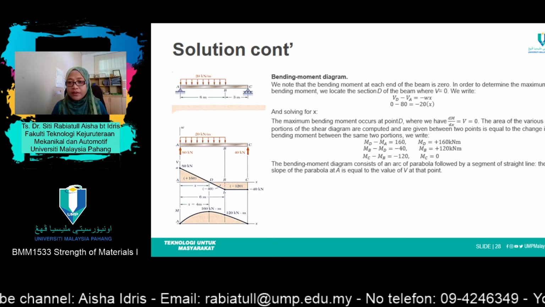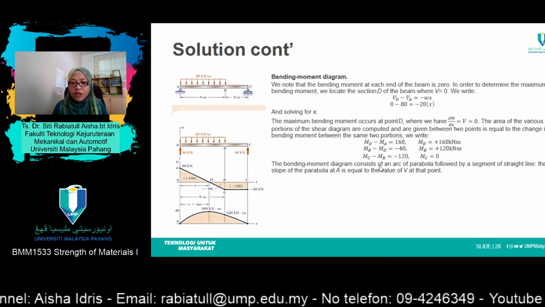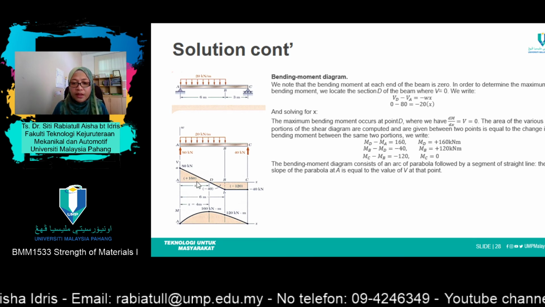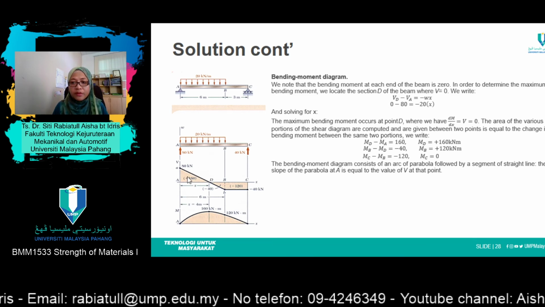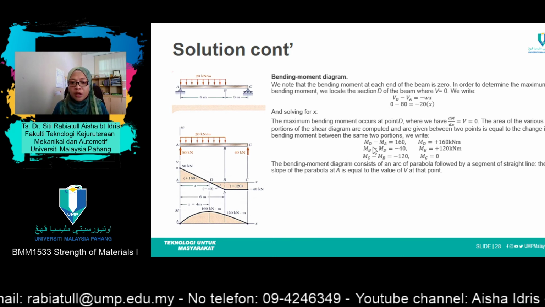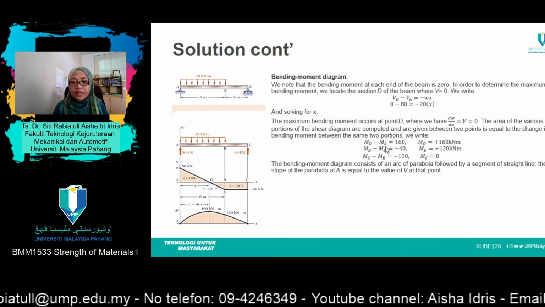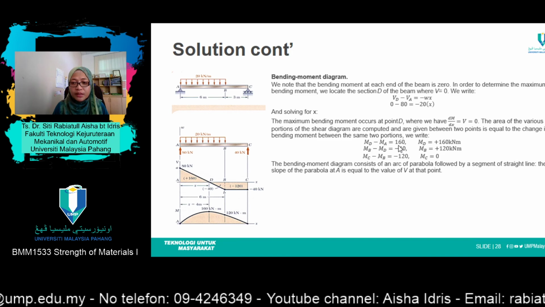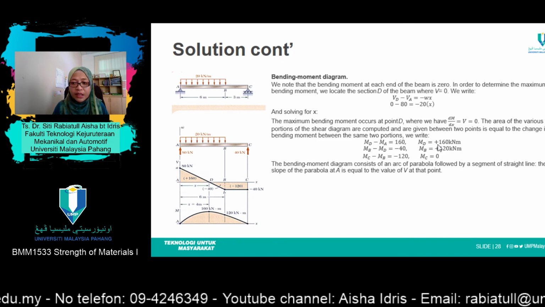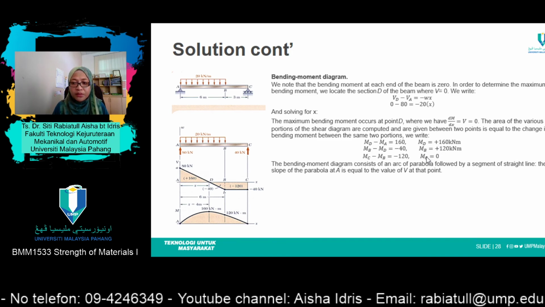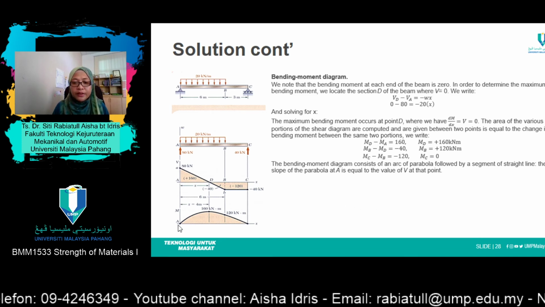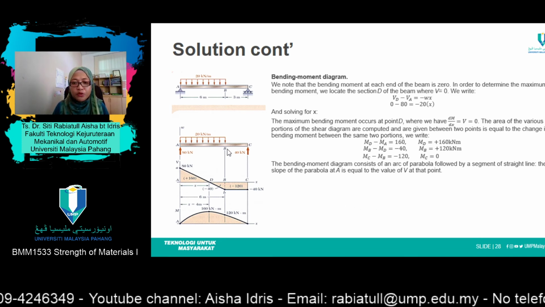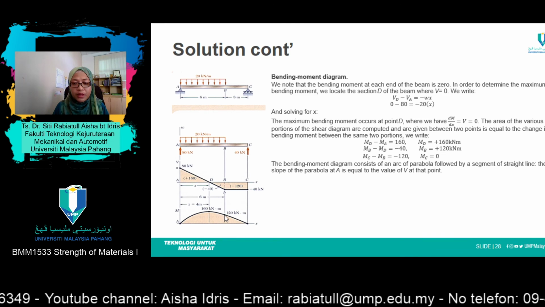Okay. After that, you need to calculate the area under the curve. Alright. So from there, MD minus MA, you'll get 160 kilonewton meter, and so on and so forth. And you see, from point A to point B is actually a parabolic equation.